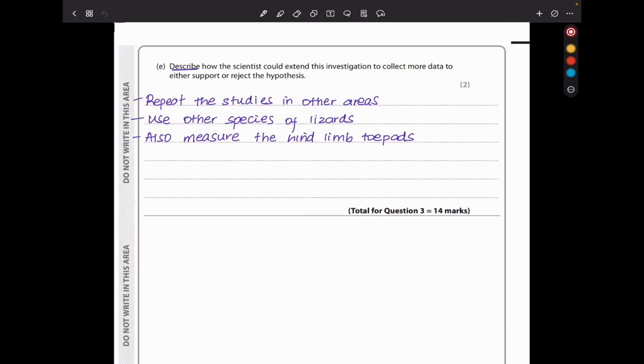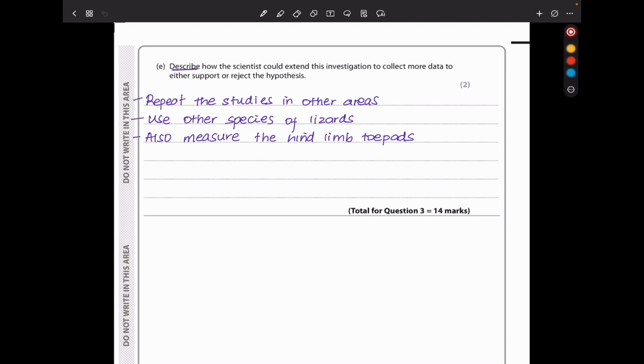In part E, describe how the scientists could extend this investigation to collect more data to either support or reject the hypothesis. Here, what the scientists could do is to repeat the studies in other areas. They could also use other species of lizards in order to compare. And again, because in this experiment they measured the forelimb, they could also measure the hind limbs and then compare if there was a difference before the hurricane and after the hurricane.